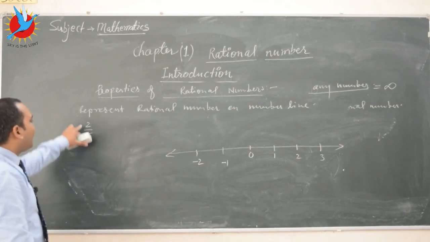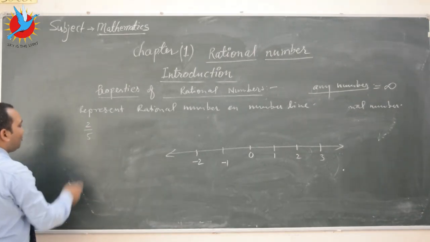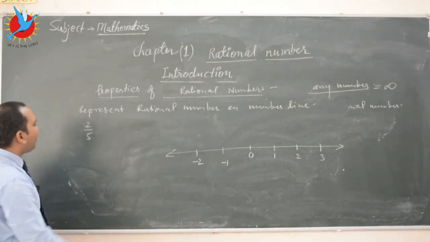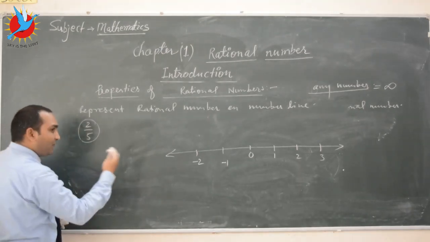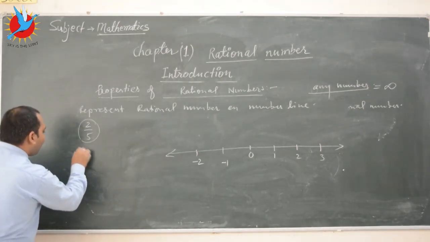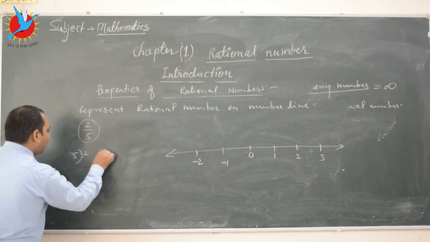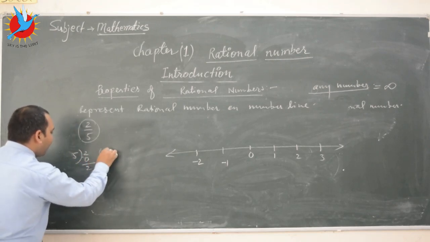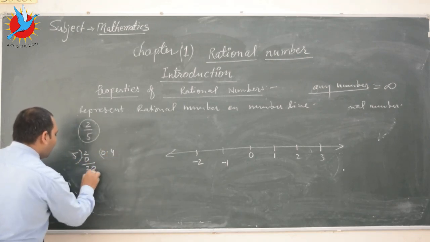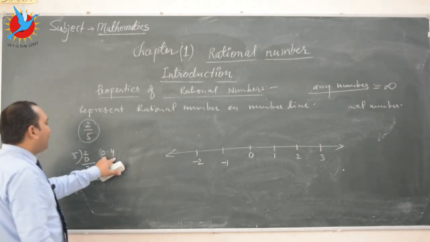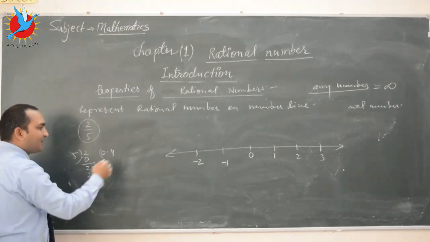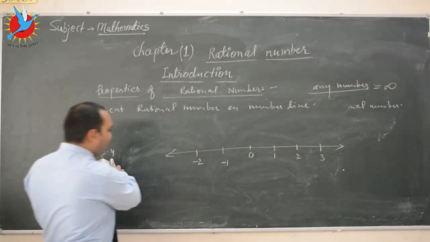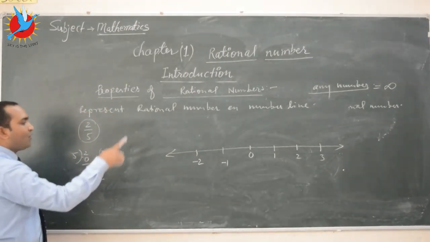So first of all, convert this into a decimal, because we check which two numbers 2 upon 5 lies between. So 2 upon 5, that is 5 into 4 is 20, so 0.4, which is more than 0 and less than 1. So this 0.4 lies between 0 and 1.